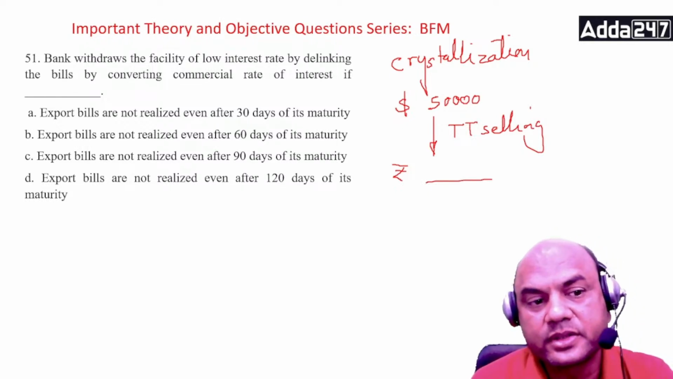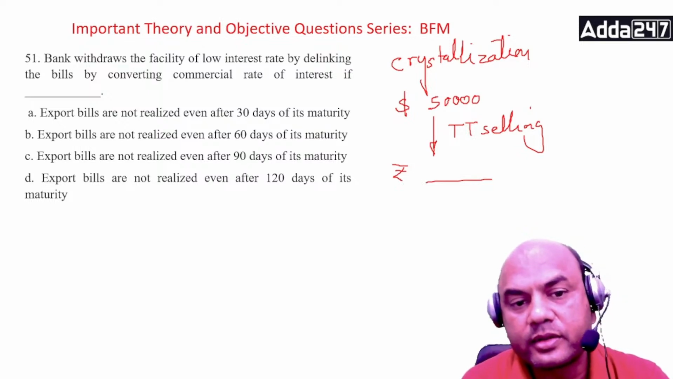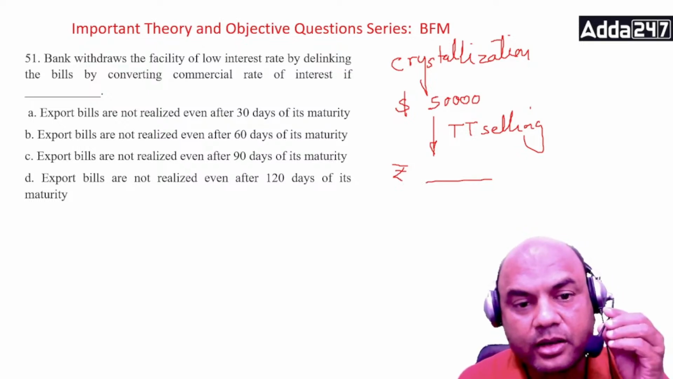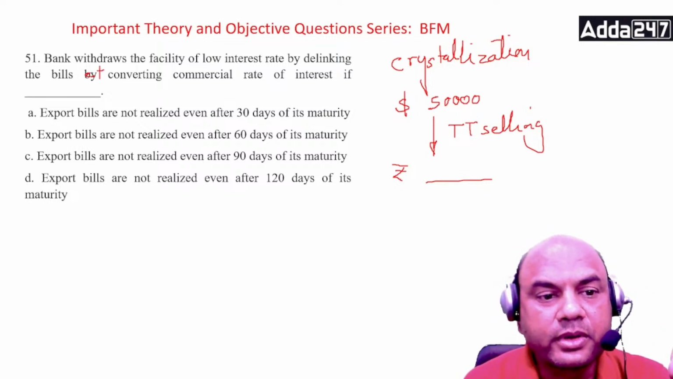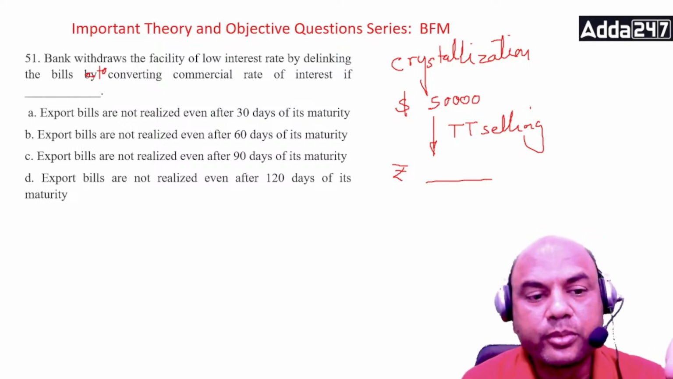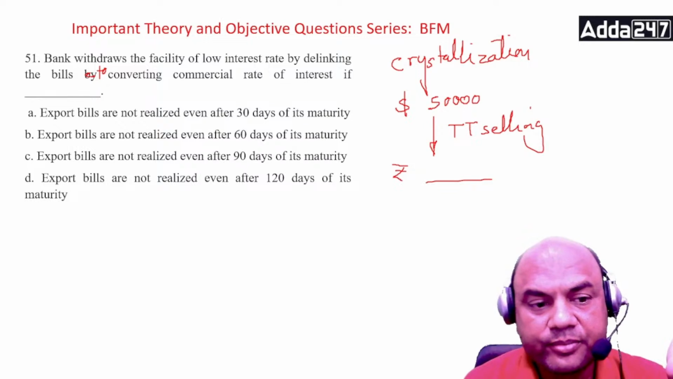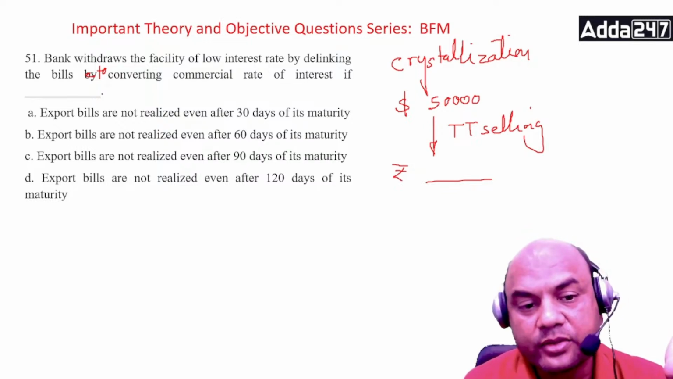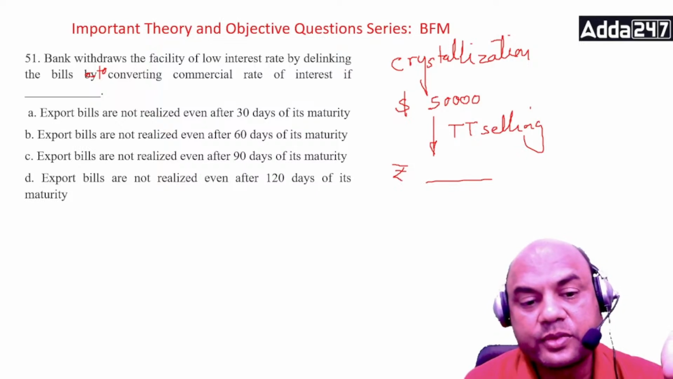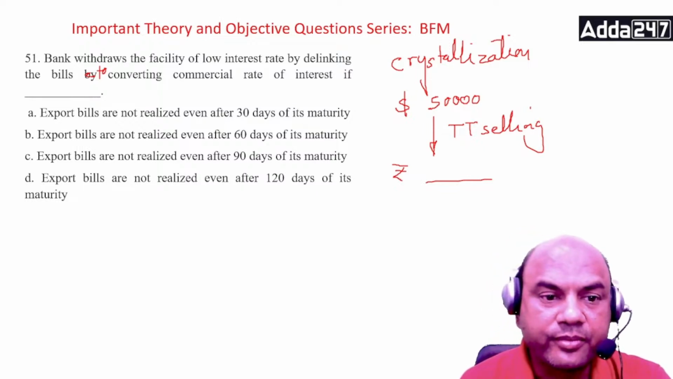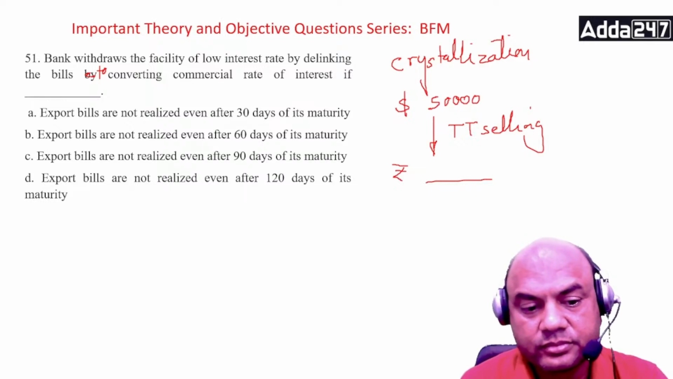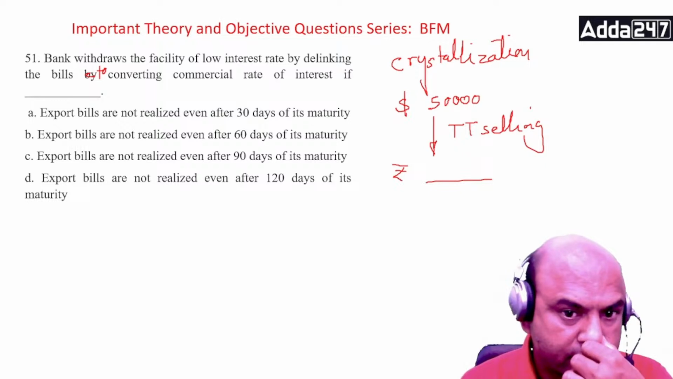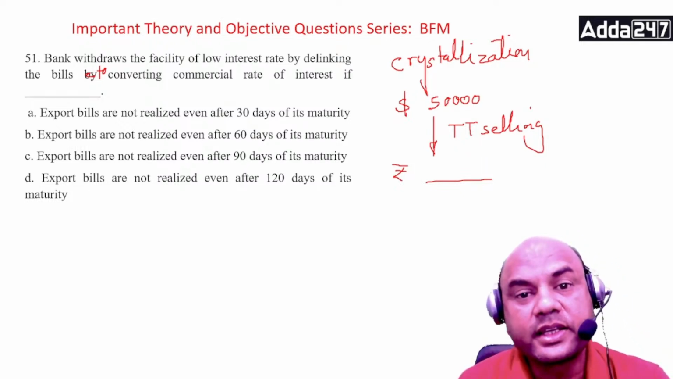So this is the question asked. Bank withdraws the facility of low interest rate by delinking the bills by converting to commercial interest rate if export bills are not realized within 30 days of maturity, 60 days of maturity, 90 days of maturity, or 120 days of maturity. So what is the answer for this? The answer is A, as per your books.